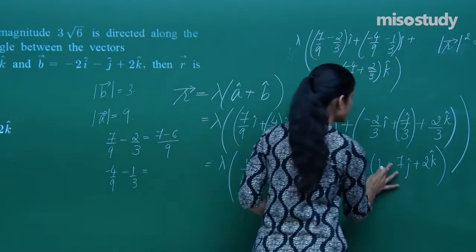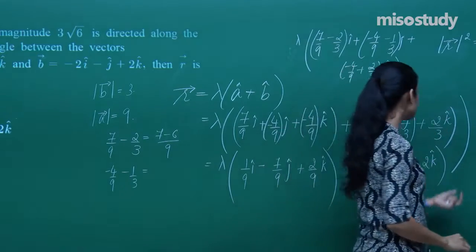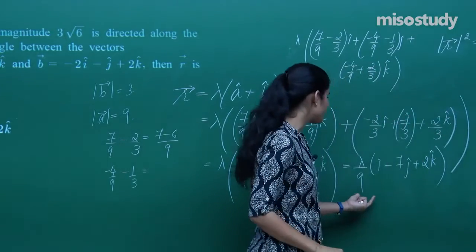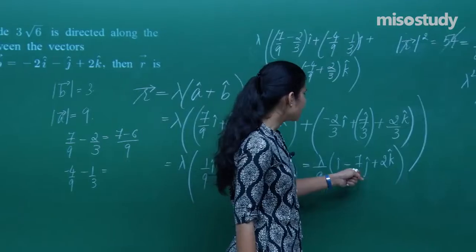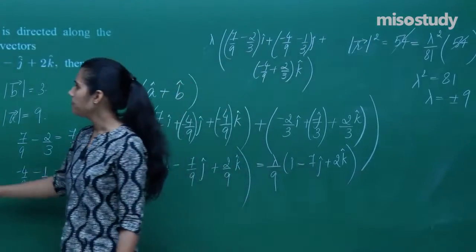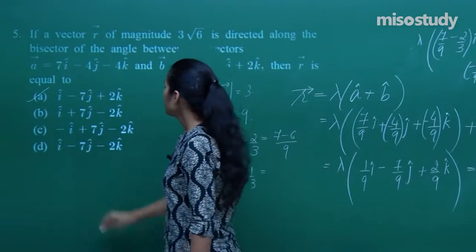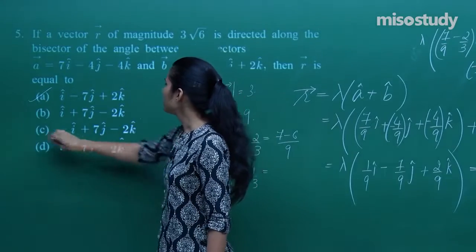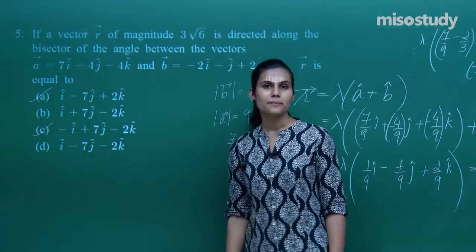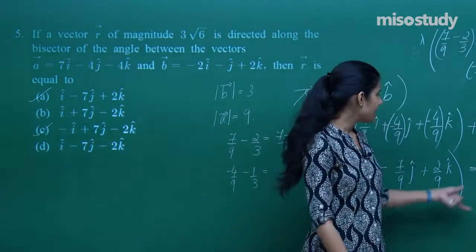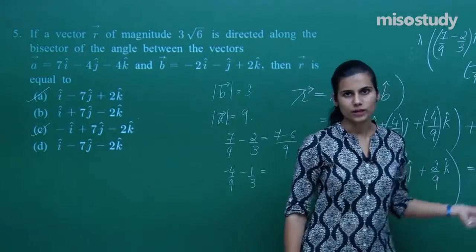The moment you get this, nothing is going to change in here, but the R vector is going to come out to be i cap minus 7 j cap plus 2 k cap, and minus i cap plus 7 j cap minus 2 k cap, depending upon lambda is 9 or minus 9, and hence lambda upon 9 is 1 or minus 1.